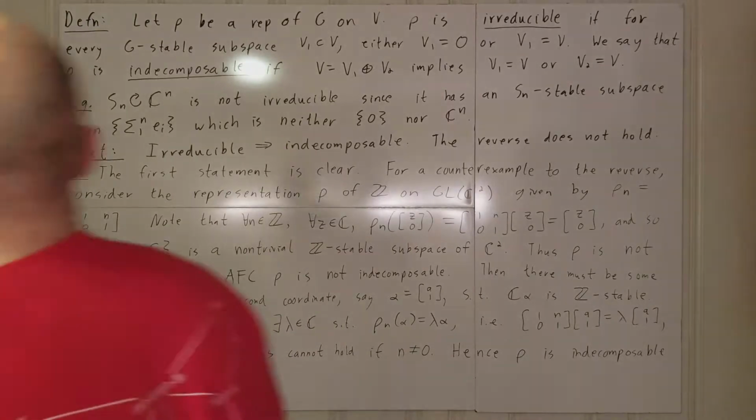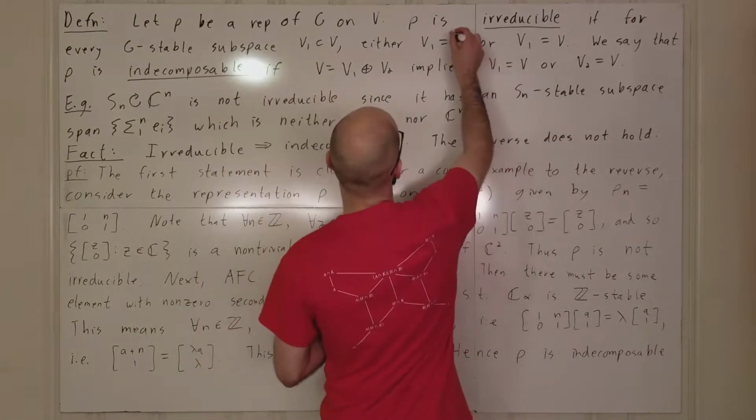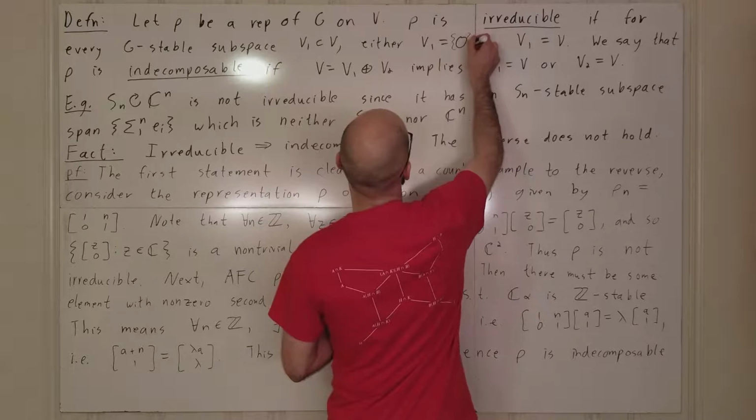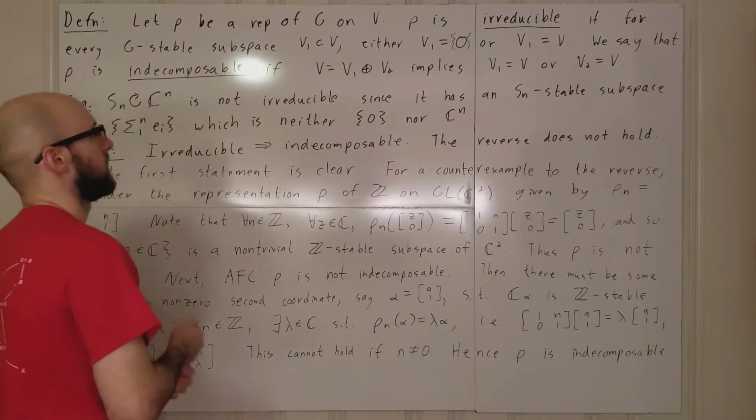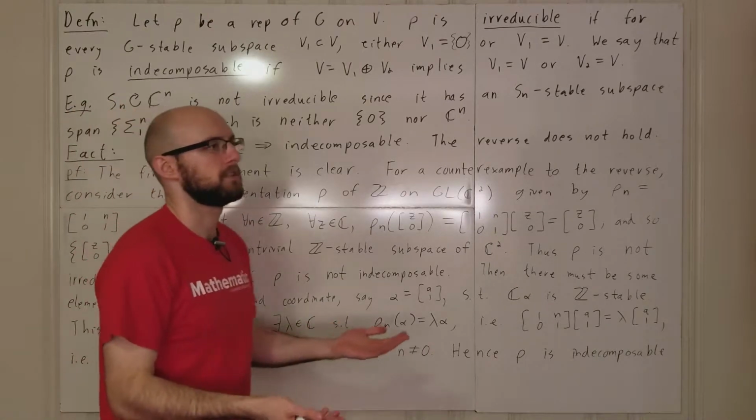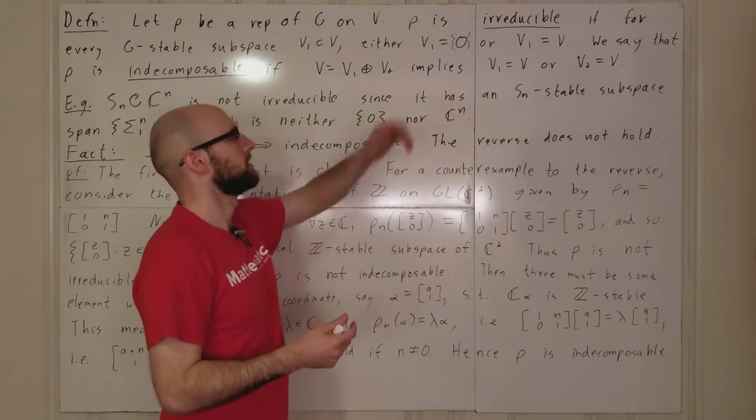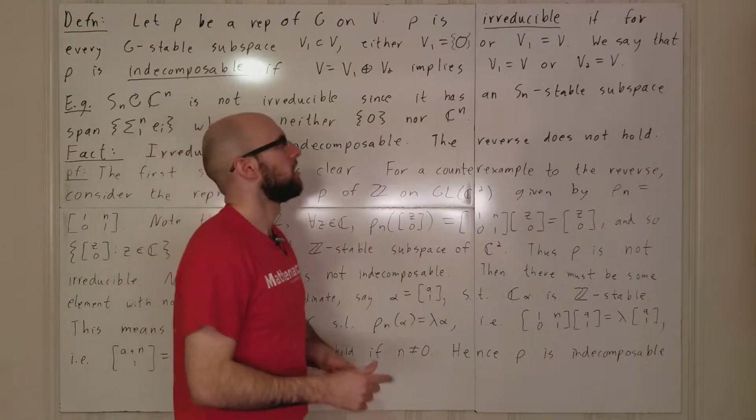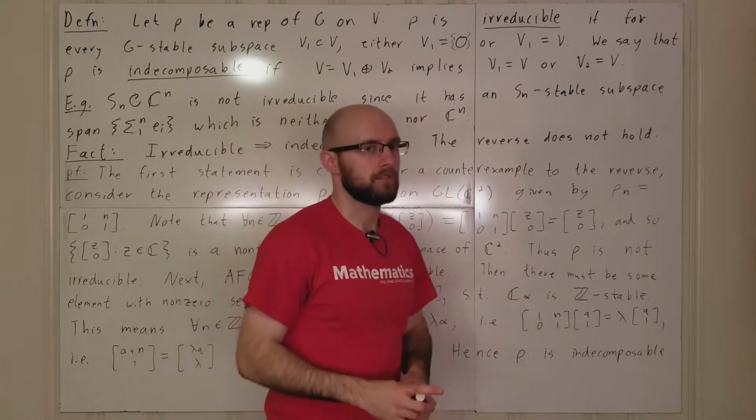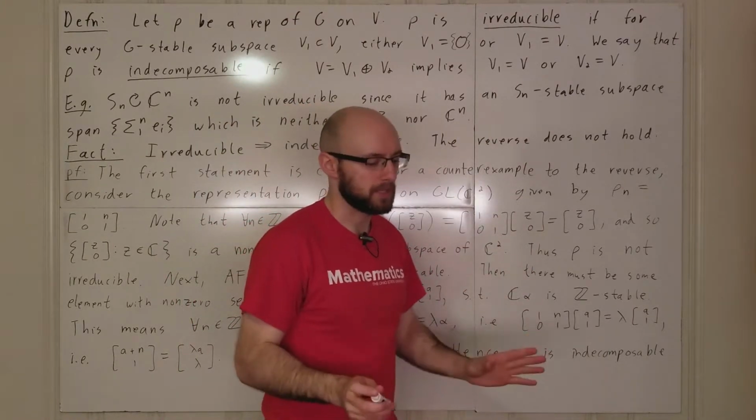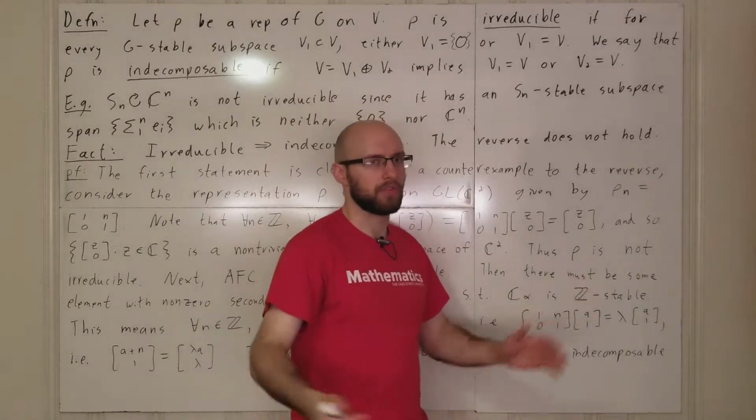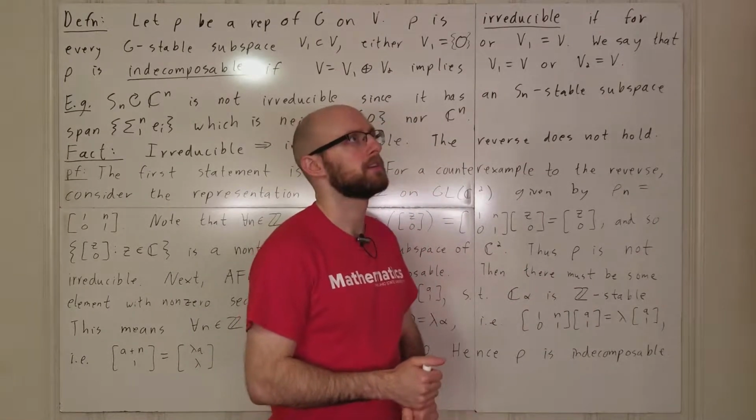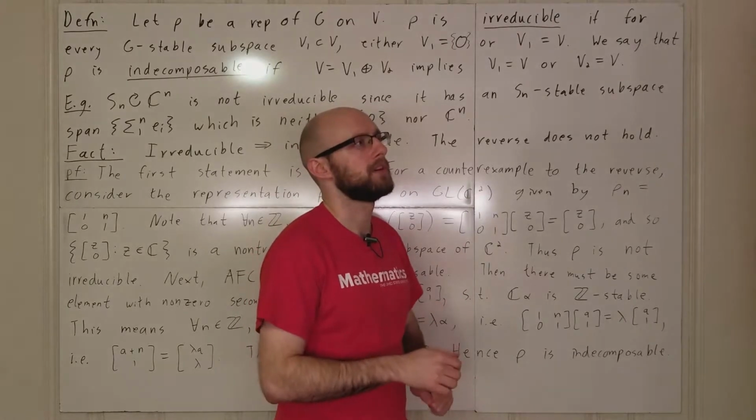If we wanted to be super technical, we could put this in brackets, specifying that this is the set consisting of just the 0 vector, but whatever. Or it's V. So if you have a G-stable subspace, it's either the smallest subspace possible or the whole thing. This is sort of like simplicity with groups, except that it's not.